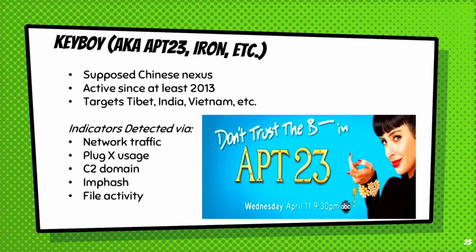From our perspective as researchers, we oftentimes can detect Keyboy activity based on several things. First is network traffic. That also ties into C2 domain and C2 communications that the tools and malware they're running are using. PlugX, which is a fairly common malware, not only a malware builder, but also a malware tool. And they heavily used, and still heavily use, PlugX. Imphashes for the actual malware files themselves, and then file activity related to that malware. So we can detect based on multiple things.